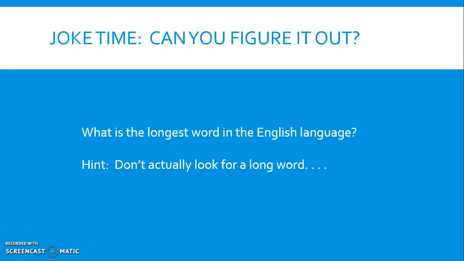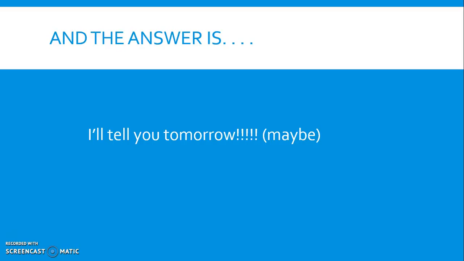And just as an end, joke time. Can you figure it out? What is the longest word in the English language? Big hint, don't actually look for a long word. I'll tell you tomorrow, except for I won't be here tomorrow. So maybe I'll tell you on Edmodo.